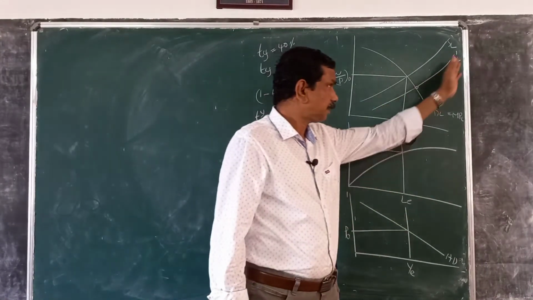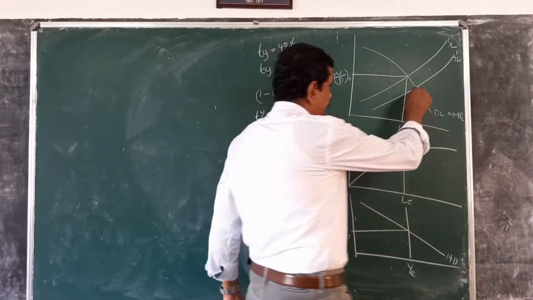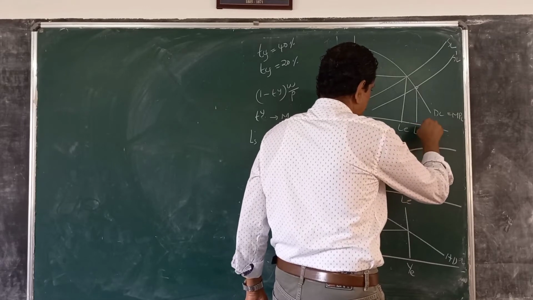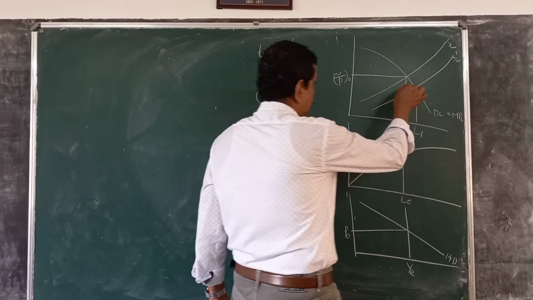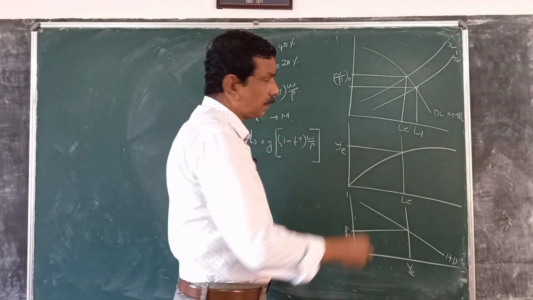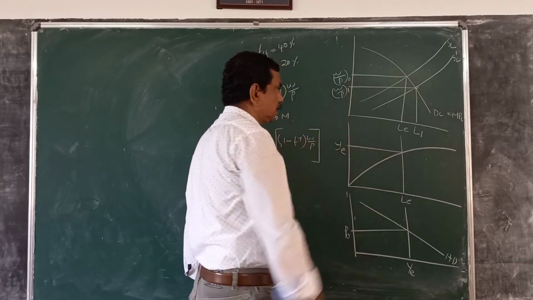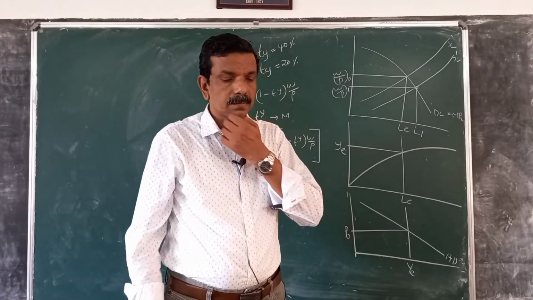So, the labor supply schedule shifts towards the right and the level of employment increases from LE to L1, with W by P equal to W by P1.